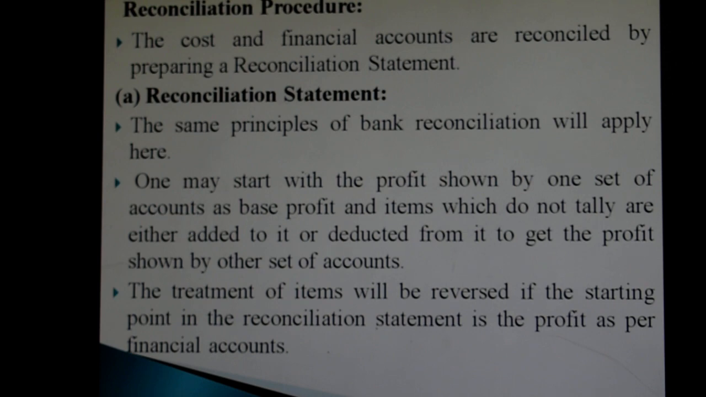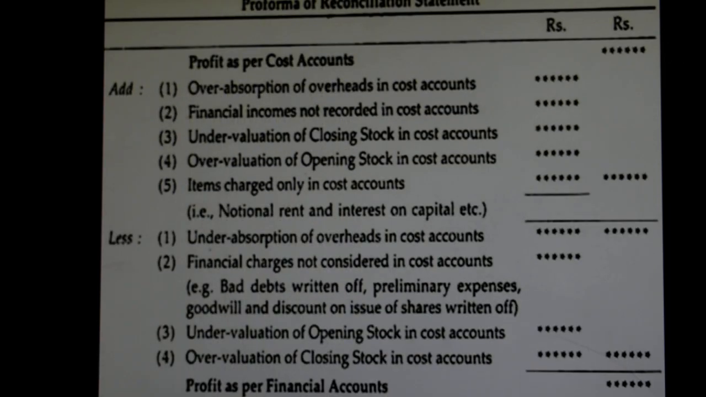In case we start with profit as per financial accounts, then the treatment of items will be reversed compared to the cost accounts. See the specimen of the reconciliation statement to calculate the reliable profit for your better understanding. We have to divide it into three columns for particulars and two amount columns. The outer column helps to aggregate all the add and less items. First, take the profit in one set of accounts, usually in cost accounting, the net profit is taken. Then the given items will be added to and deducted from the net profit.